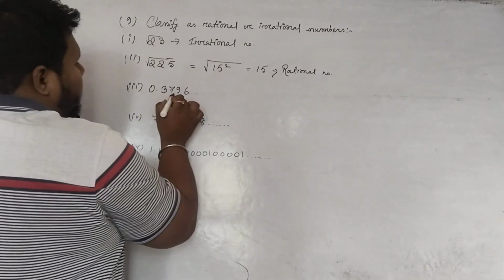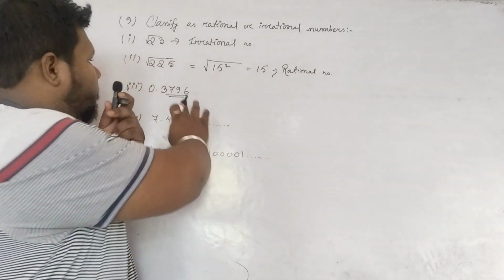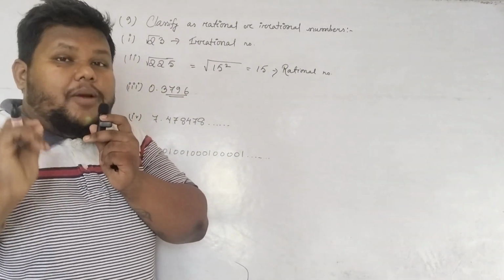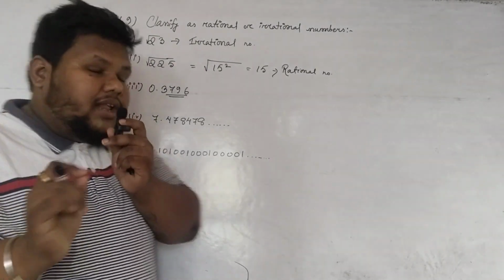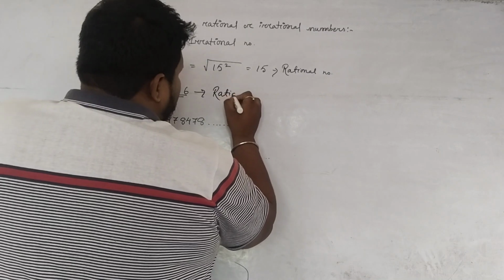Next, 0.3796. Now this decimal is not going on, it has stopped here, right? So it has an ending, so this is a terminating decimal. Terminating decimals are always rational, so it is a rational number.